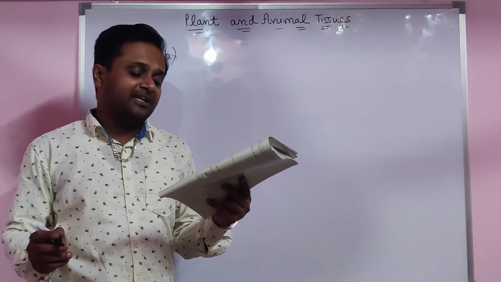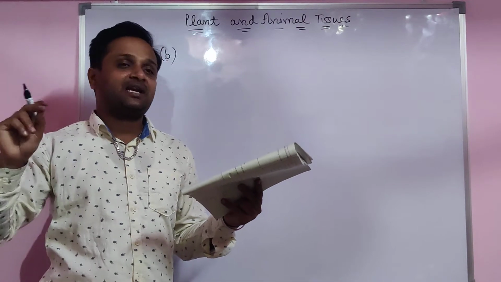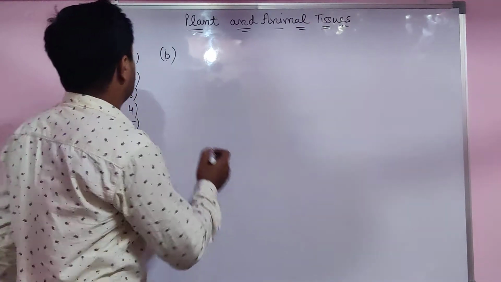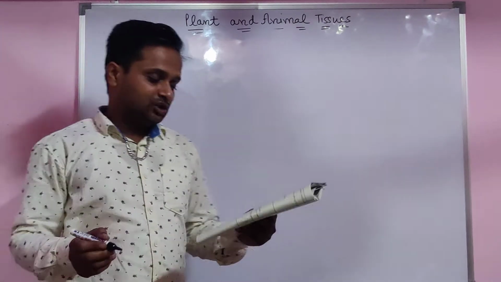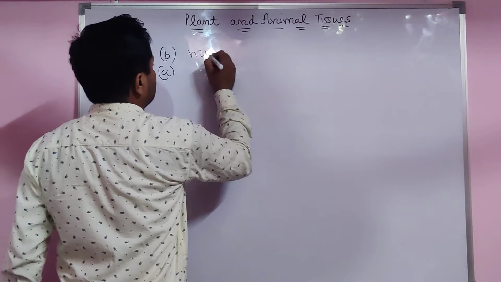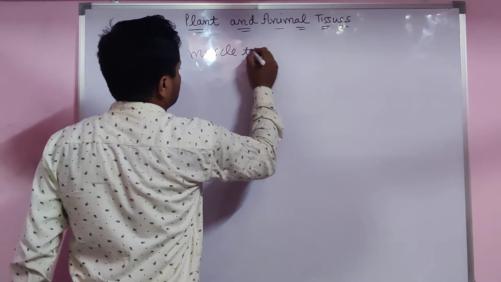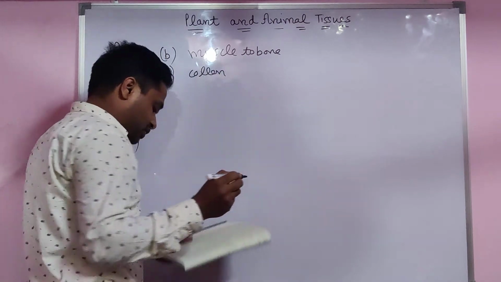Maximum flexibility is provided by collenchyma, sclerenchyma, parenchyma and cork. The answer is A only, collenchyma. First one is muscles to bone. Second is collenchyma.